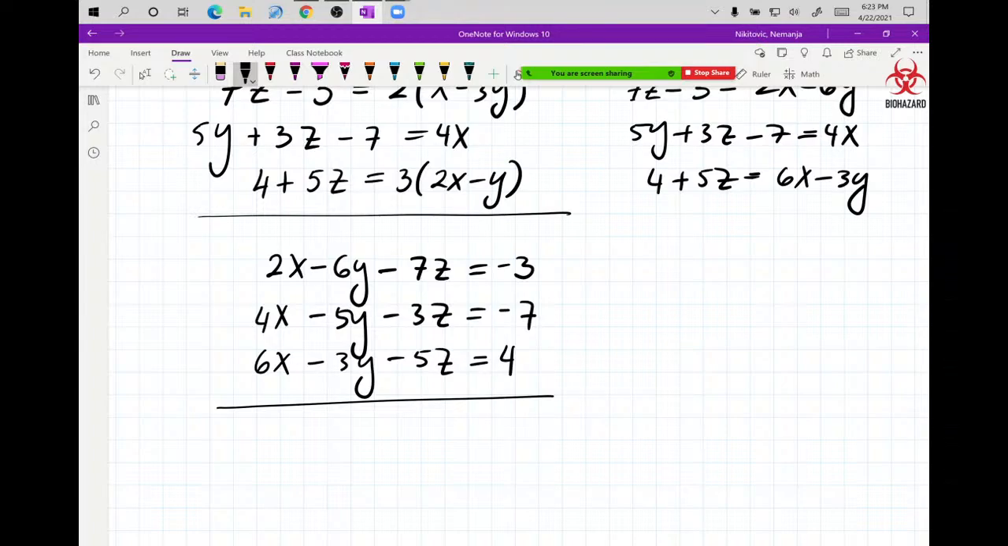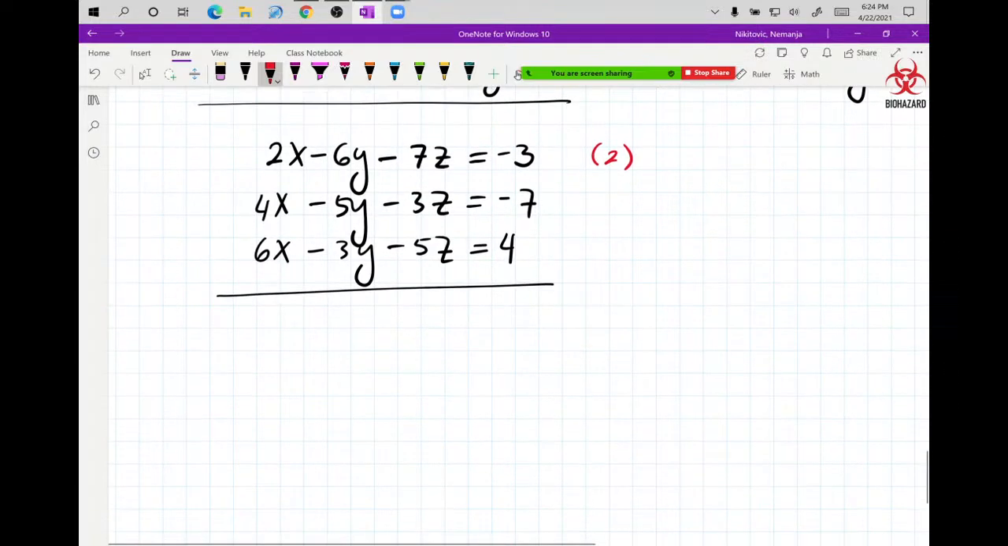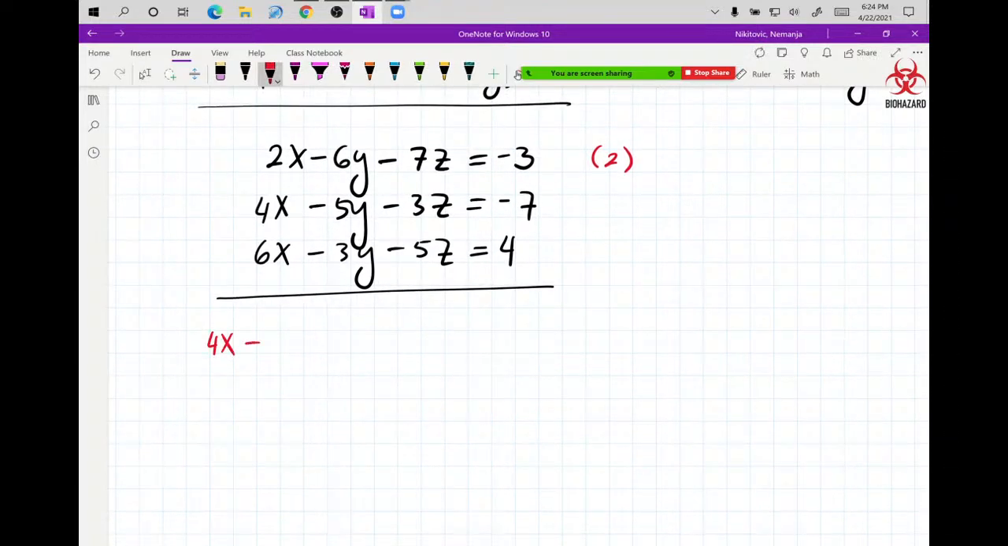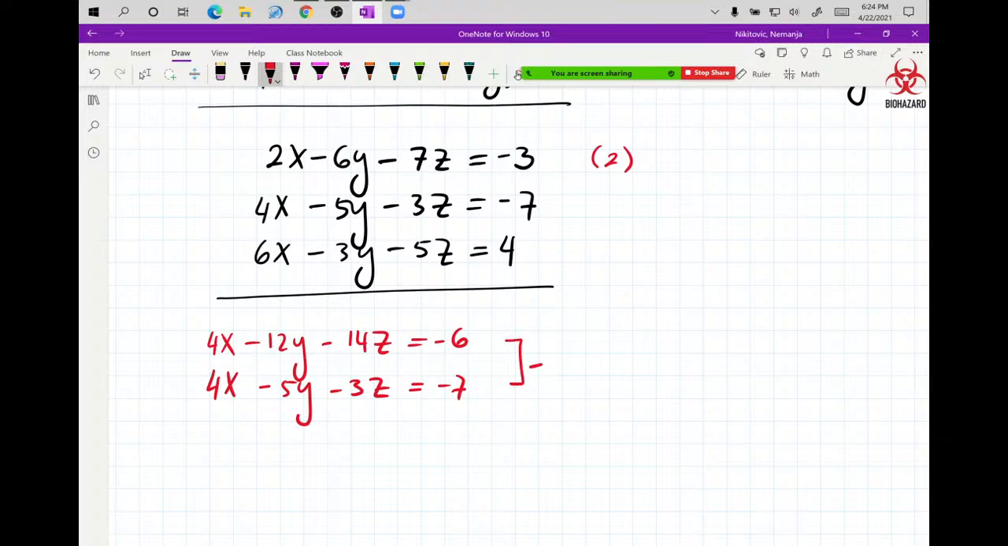So now we pick a variable to eliminate. The best one is x, because if you multiply the top equation by 2, you can eliminate x with the 4x. And if you multiply it by 3, you can eliminate with the 6x. So, multiplying the top equation by 2 to create my red pair: 4x minus 12y minus 14z equals negative 6. And copying the second equation as is for the red pair. I'm going to subtract these equations.